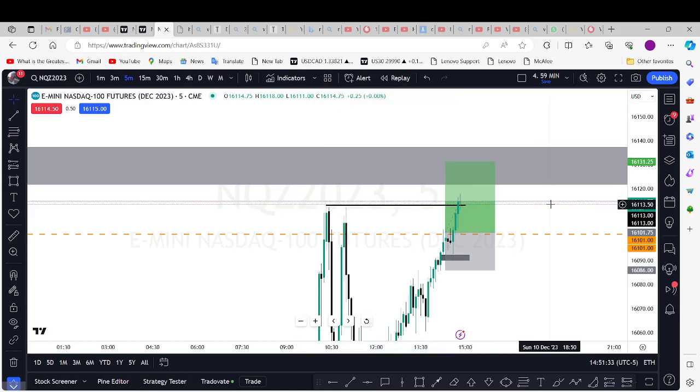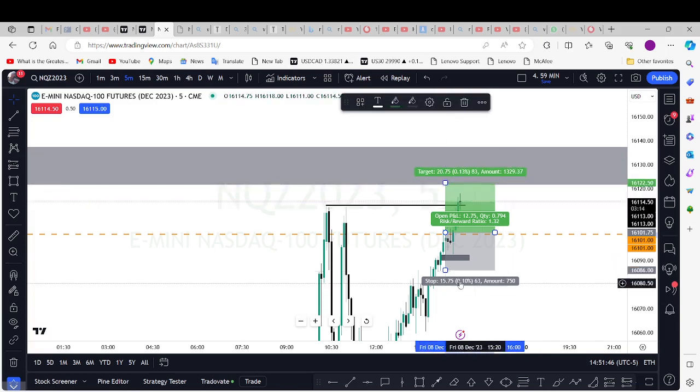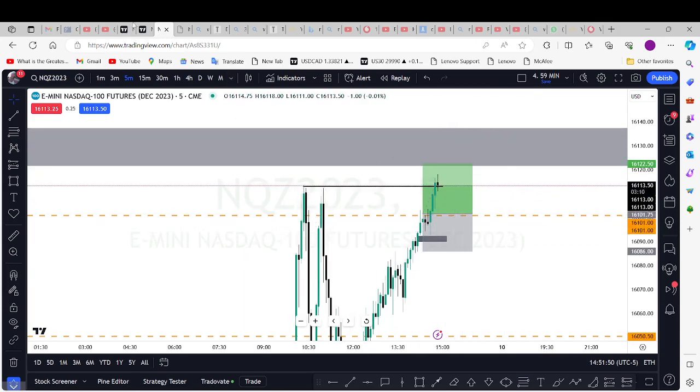Price took out this high. I'm targeting this, like I said. You knew before we left here. The target was not even 1.5. The target was here. Remember, we said we got in late.